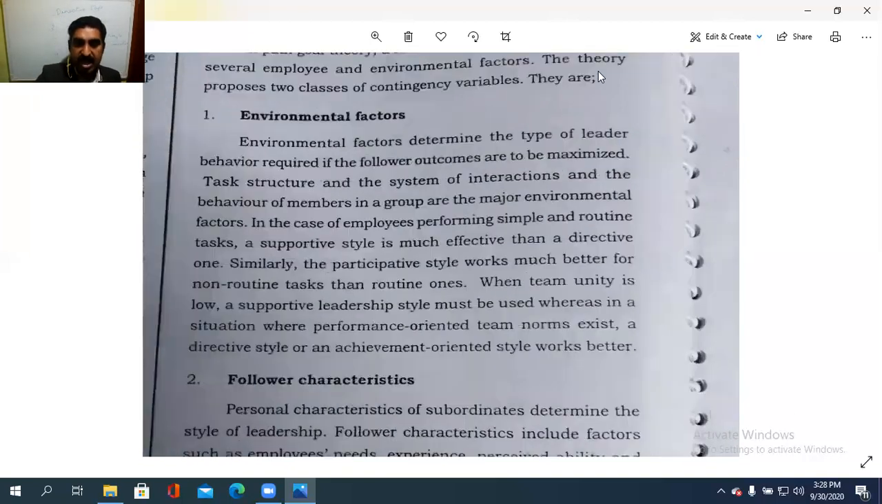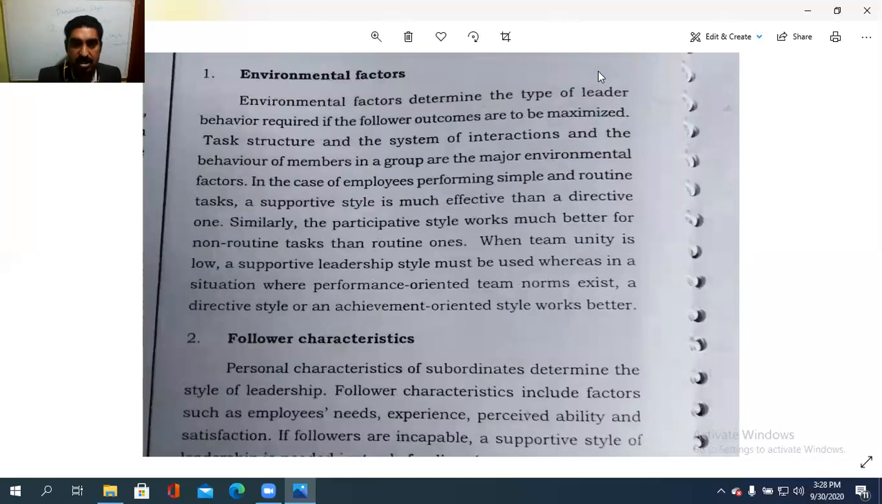Similarly, the participative style works much better for non-routine tasks than routine ones. The participative style is for non-routine tasks rather than day-to-day ones. When the team unity is low, a supportive leadership style must be used, whereas in a situation where performance-oriented team value exists, a directive style or an achievement-oriented style works better.